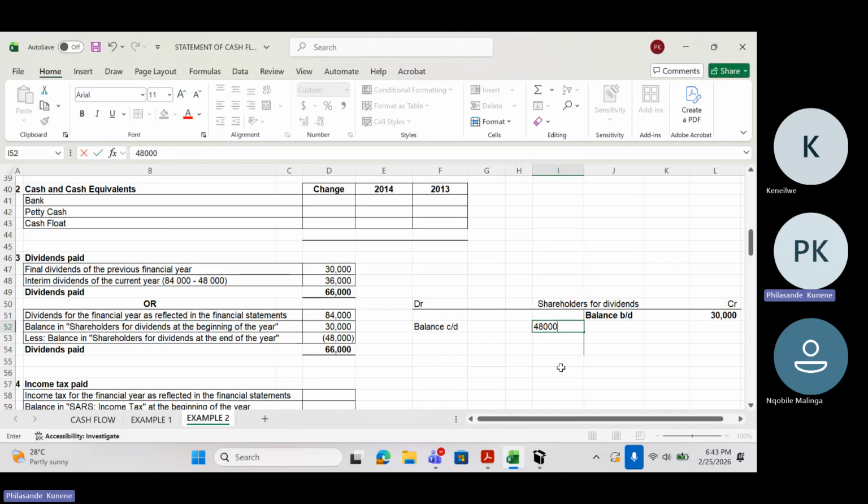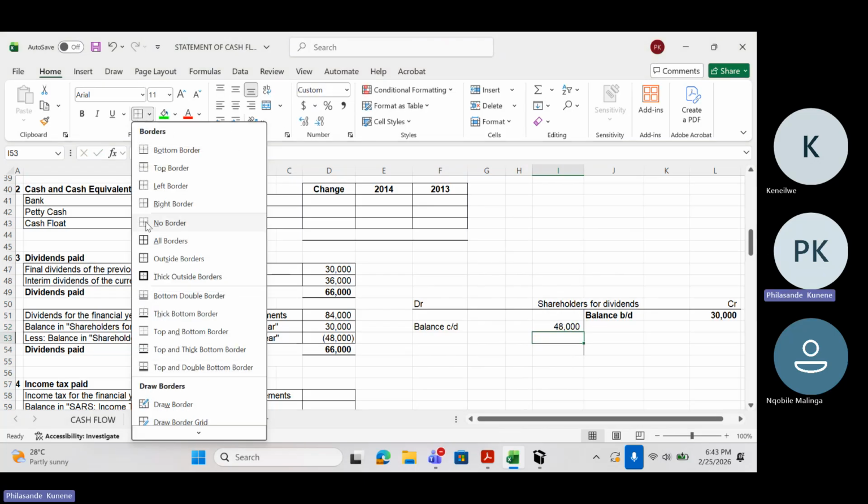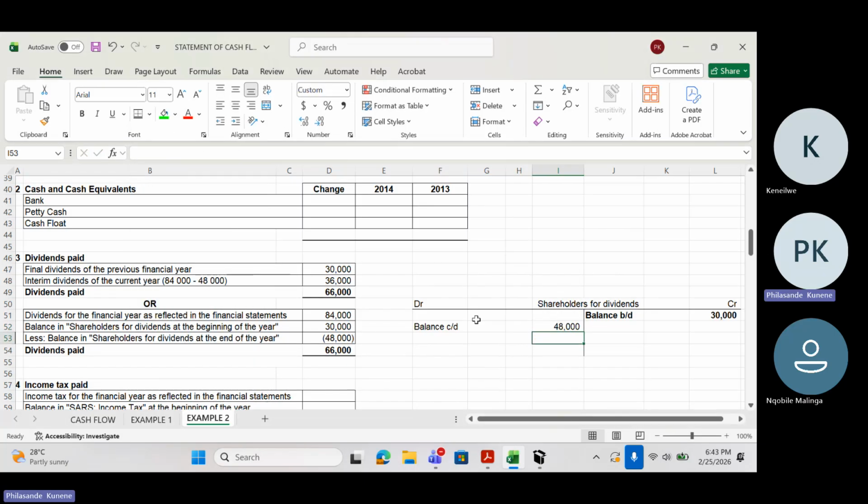So I'm taking the 48,000 rands. I'm recording it here. And then now I need to get what? I need to get my totals under these balances, okay? Then we must have what? Dividends here. Dividends on ordinary shares, right? Dividends on ordinary shares. How much is that?